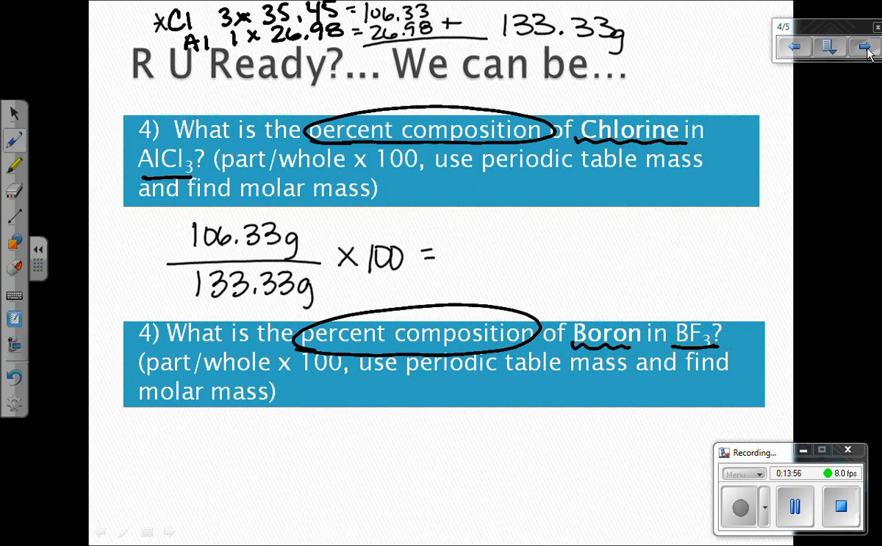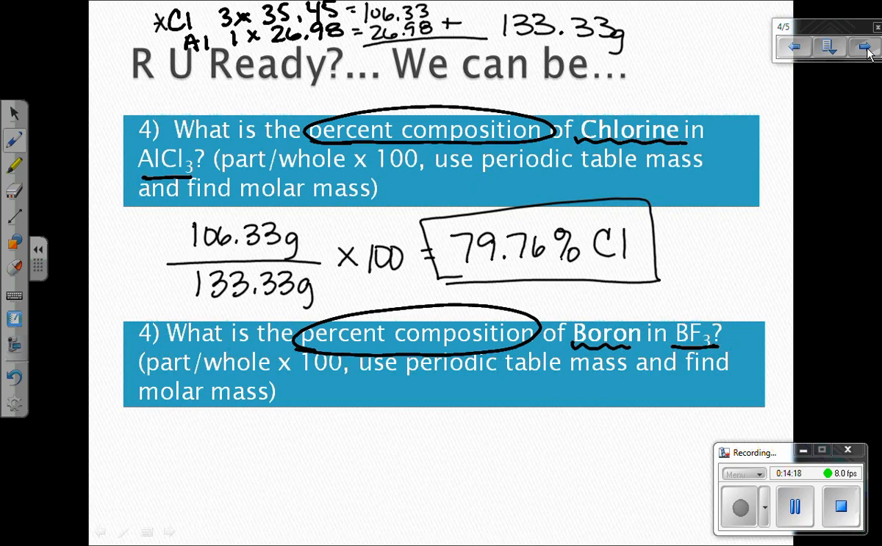So when we do that, we get 79, and we need to have 4 significant digits because of our original value. But we could have 5 significant digits. I typically tell you to round these percentages to 2 numbers after the decimal for chlorine. If you gave me 5 significant digits on that particular problem, I would have been completely okay.